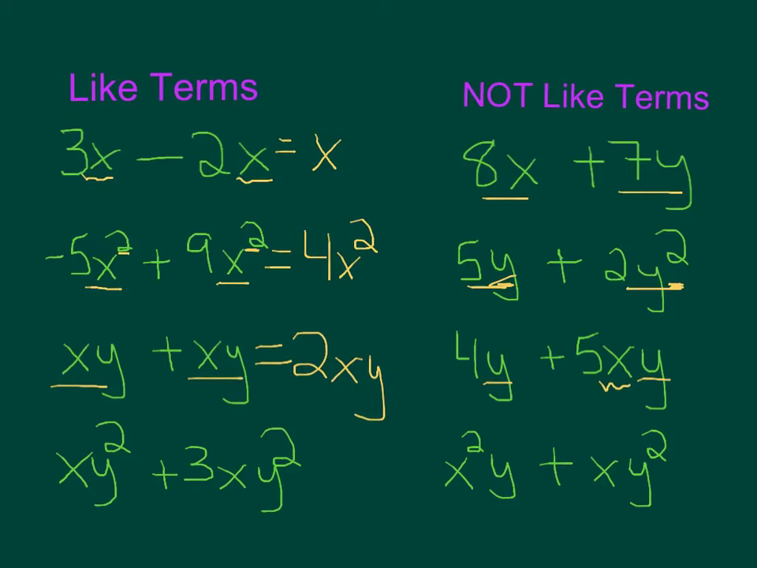And then our last example, we have xy squared and 3xy squared. So you have the exact same thing. How many xy squared do you have? You have 4xy squared. But on this example, we have x squared y and x y squared. So they look very similar, but they're not the same, therefore we cannot combine. They are not like terms.